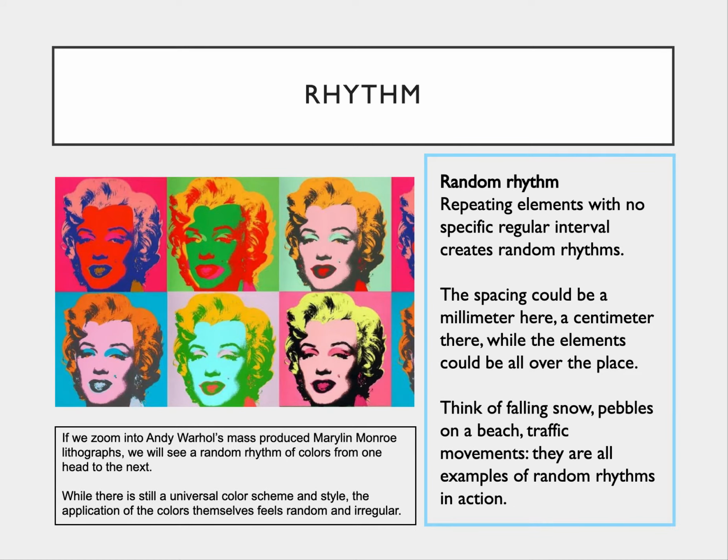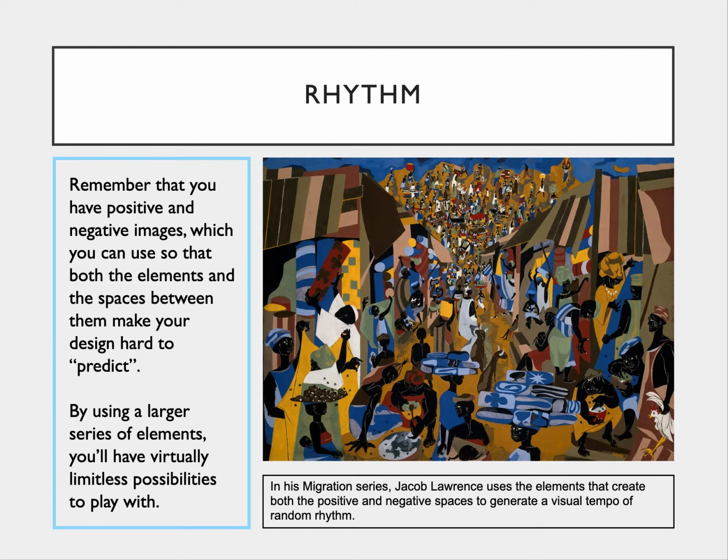Andy Warhol, right? He repeated Marilyn Monroe's black and white image over and over and over. And then he used random rhythm with the color by alternating the colors to create a very interesting pattern to his design. Now, keep in mind that you have positive and negative images, positive space, negative space. And so you can use those in really interesting ways to make your patterns hard to predict.